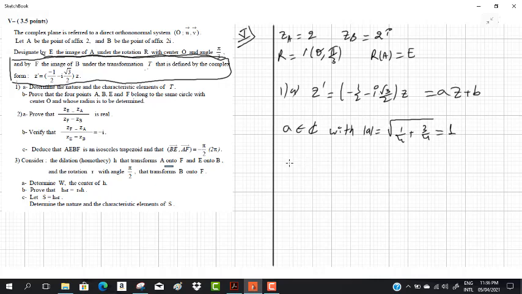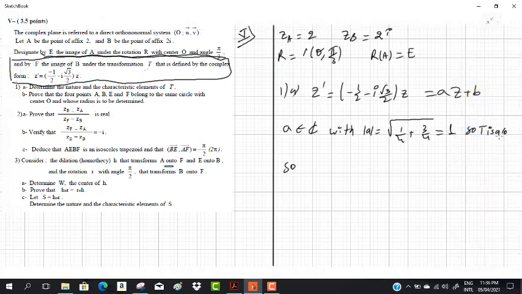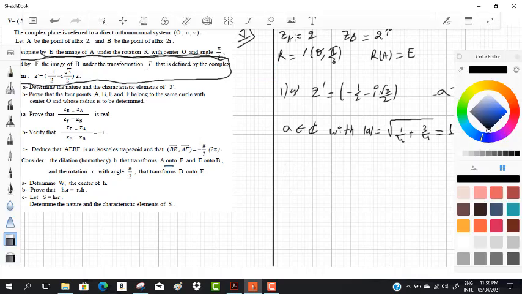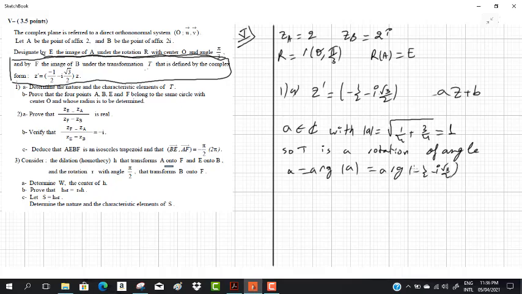So T is a rotation of angle alpha equal to the argument of A, equal to the argument of minus half minus i radical 3 over 2.